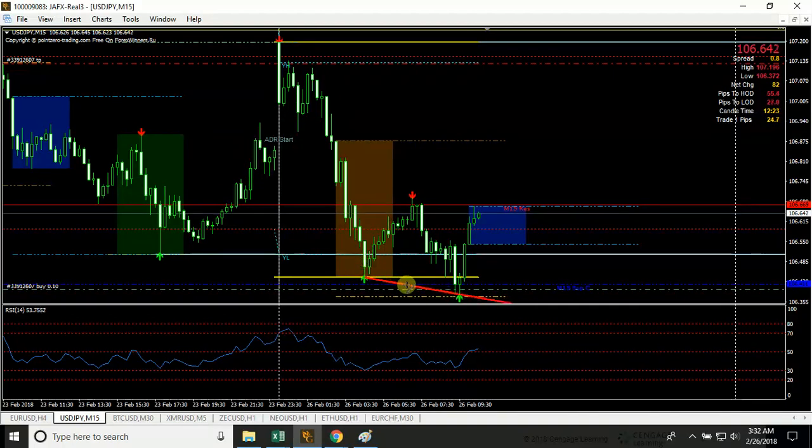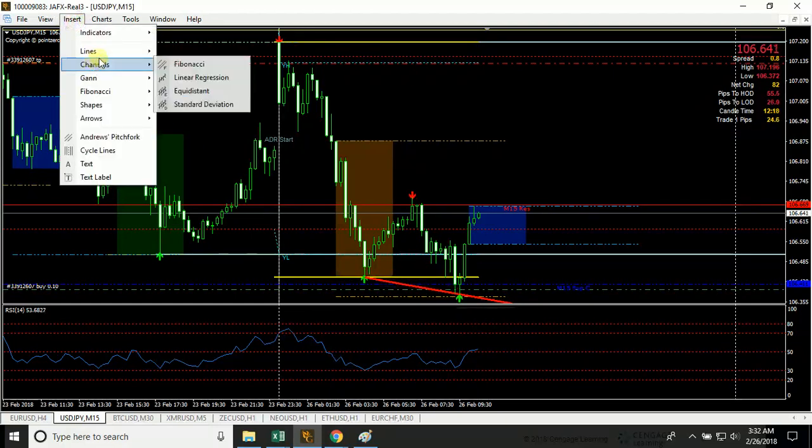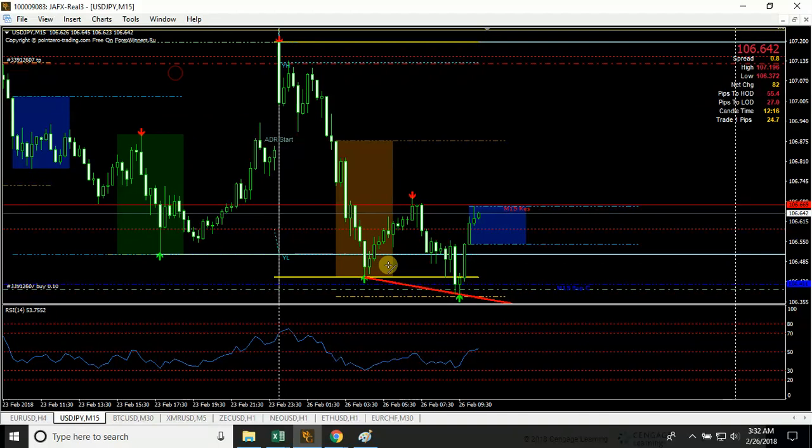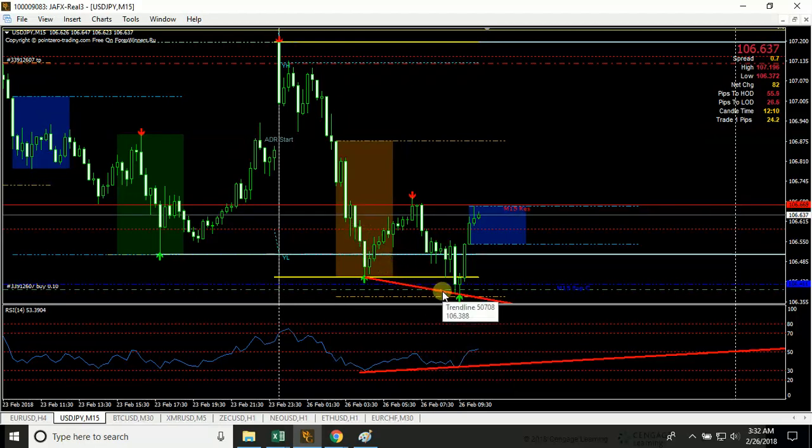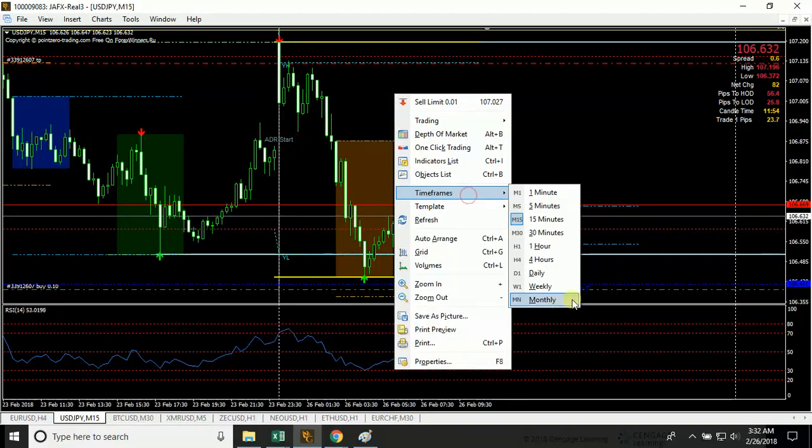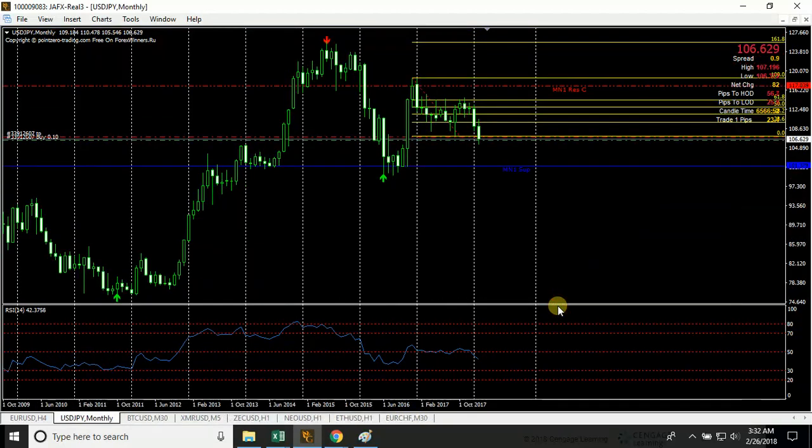So you see we have these two lower lows, and then we have momentum rising. Momentum rising, price stalling out towards the bottom. Now that's the 15-minute chart. But how I got there was from the monthly down.